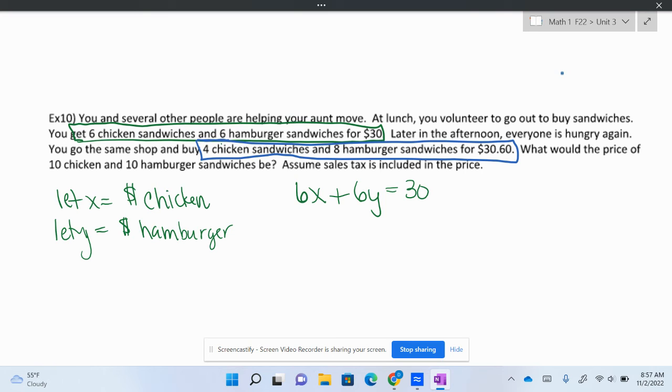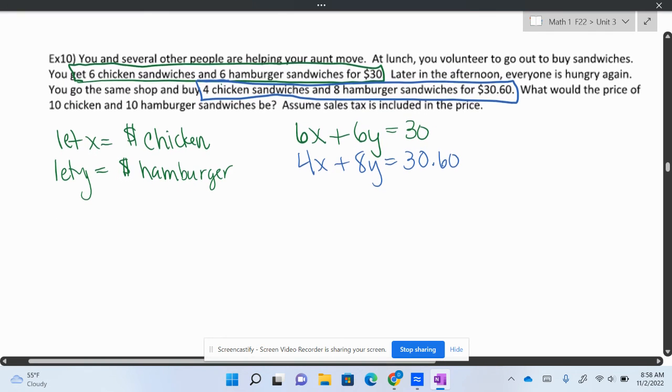Michaela, what's my second equation? If you don't want to answer, you can say pass. Yeah, good job. 4x plus 8y equals 30.60. So those are the two equations that I'm working with. So we have to figure out the cost of the chicken and the hamburger to finish answering this question.